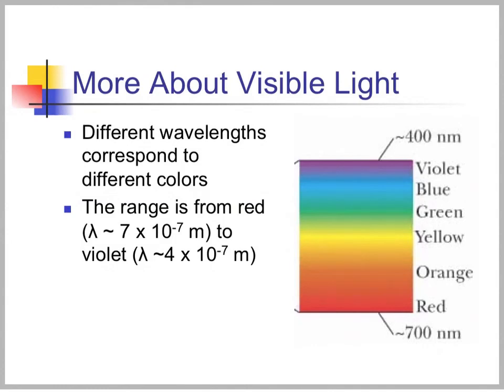So, when we talk about visible light, different wavelengths correspond to different colors. So red is right around 700 nanometers, and violet, just to where you can't start to see it anymore, is around 400 nanometers. Now, where the top of this visible range is different for different people. Some people are actually able to see a lot more into the violet and the ultraviolet range than others.